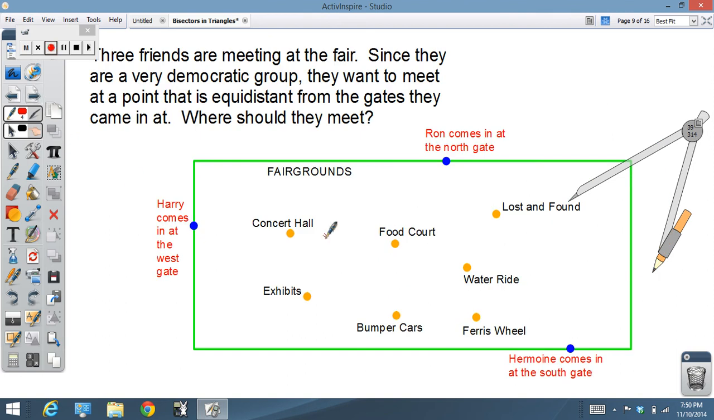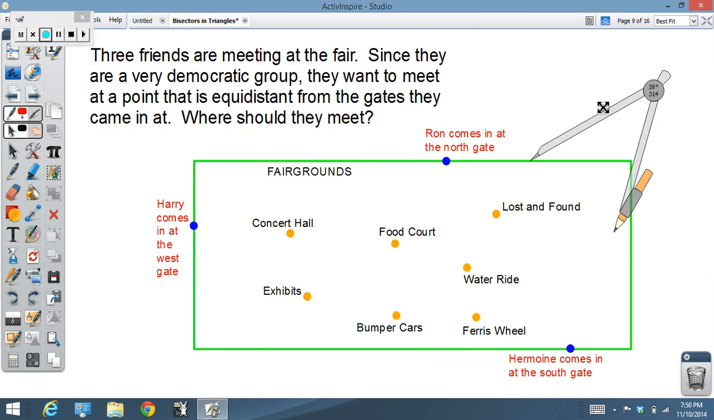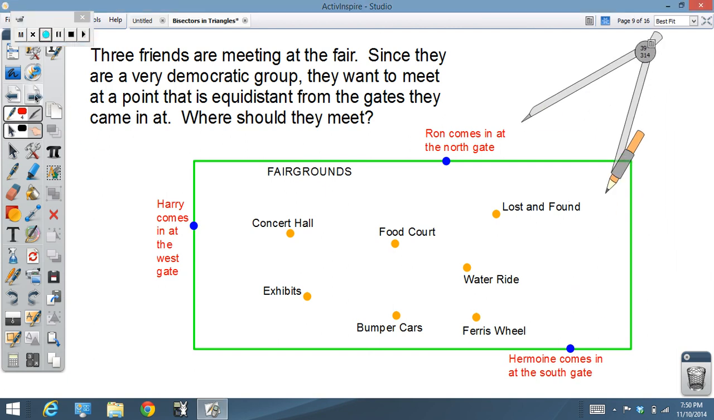Kind of problem this does for us is that we've got three friends, and they're meeting at the fair. They're a very democratic group. They want to meet at a point that's equidistant from the gates they came in at. Where should they meet? Ron comes in north, Harry comes in at the west, Hermione comes in at the south. How should we find out where those guys are going to meet? Well, let's check it out. Let's make ourselves a triangle.